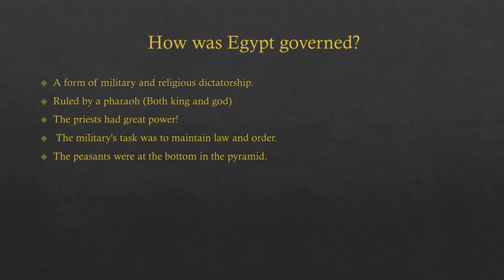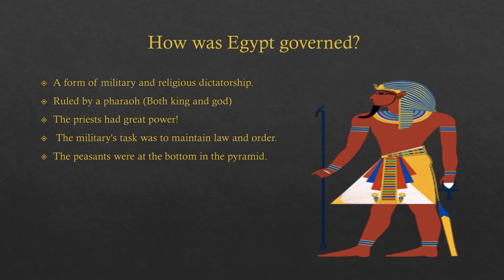So how was Egypt governed during these periods? Well, it was a form of military and religious dictatorship. They were ruled by a pharaoh, and he was both king and god, or she. And the priests during this time had a tremendous power.